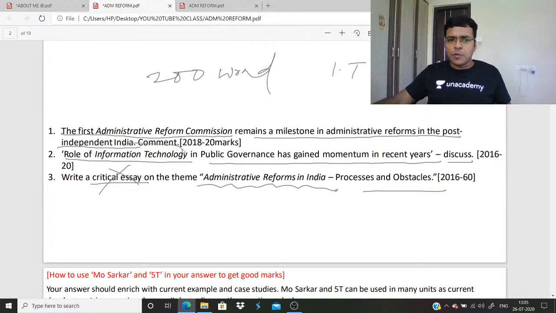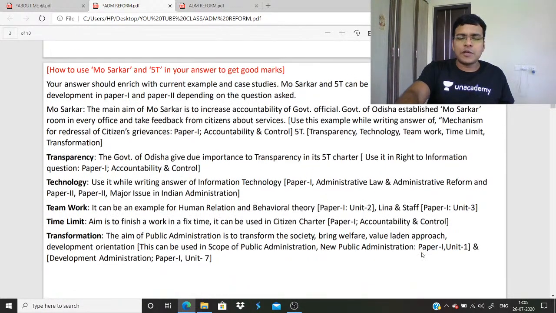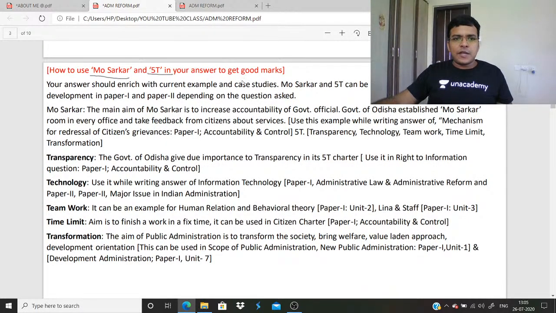IT, information technology, will frequently come every year. There is a 20 or 60 mark question, and not only in paper 1, in paper 2, unit 10, you will find IT and Indian administration. So reading this unit in a comprehensive manner will help you in answer writing in paper 2. And I am just giving here some current information which will be relevant for answer writing. So how to use Mo Sarkar and 5T in your answer to get good marks, because IT has played a great role. So I am just giving you that.